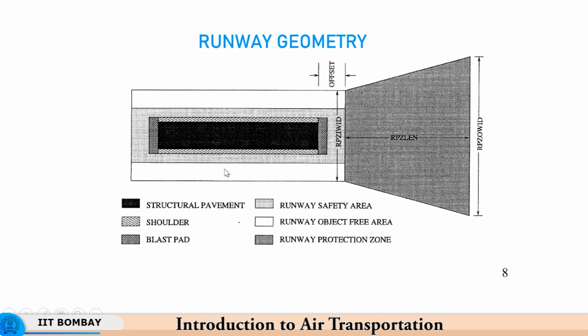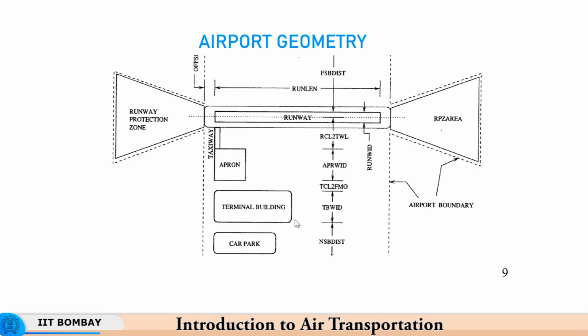So, using the regulations of ICAO and FAA, one can work out the minimum permissible distance between, say, the apron and the terminal building, to the car park. All these minimum values, far side distance, runway width, are available from those regulations for a particular aircraft type.